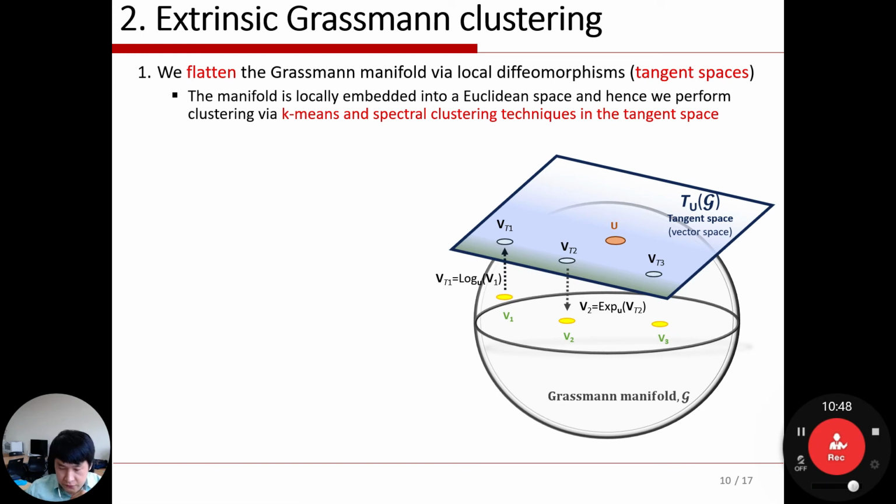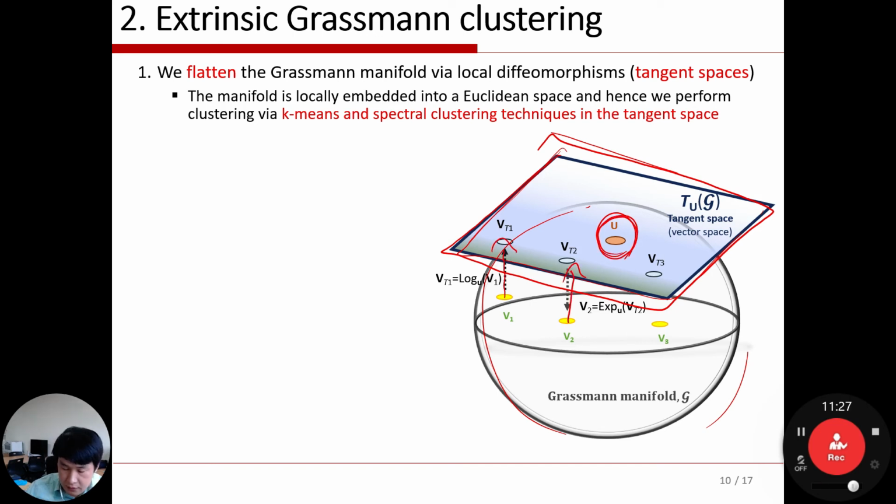The first category is tangent spaces. What tangent space means is that we can define a plane, as shown in this figure, and this figure is the tangent space of the Grassmann manifold at the point U. And based on this plane, the tangent space, we can project the data points on the Grassmann manifold onto this plane based on this center point U.